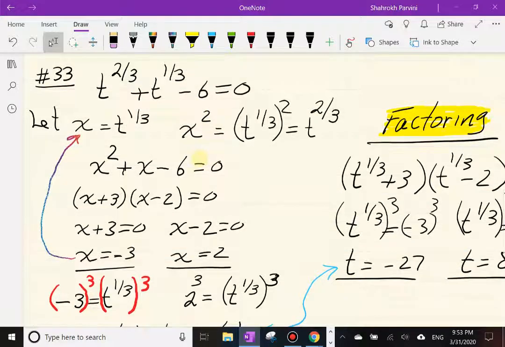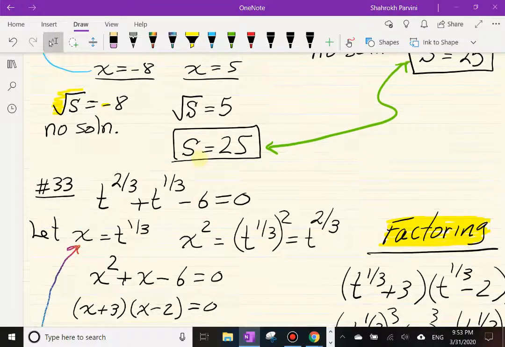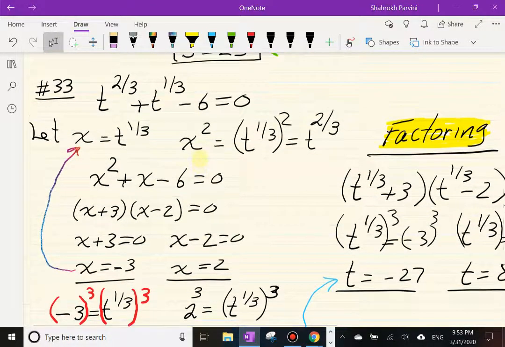Our next example, I believe it's the last one. That's our last example in this section, number 33. In number 33, the expression is t to 2/3 plus t to 1/3 minus 6 equals 0. So again, our routine, I'm going to let x be t to 1/3. So now when I square both sides, x becomes x squared, t to 1/3 squared. Using the power rule of exponents, you multiply 2 times 1/3 becomes 2/3. So that's t to 2/3 now. And this becomes x squared plus x minus 6 equals 0.